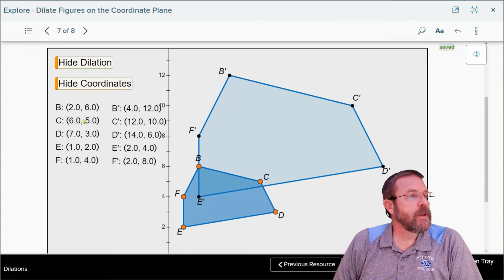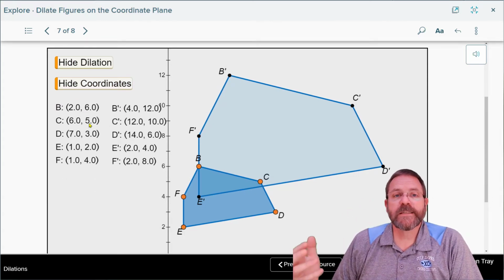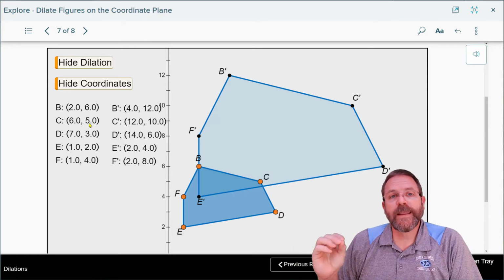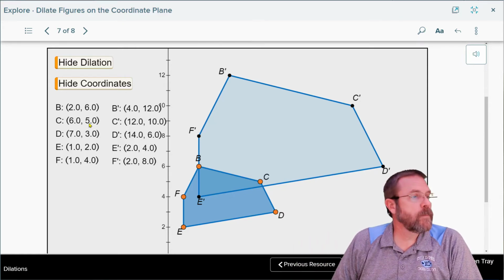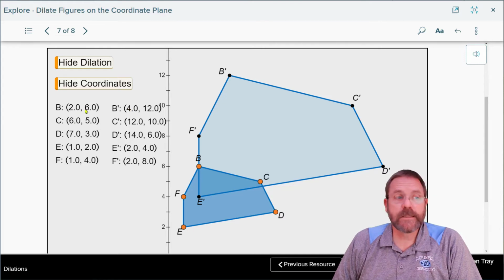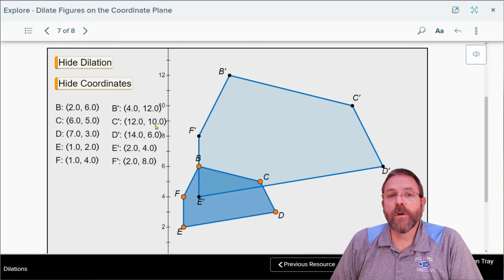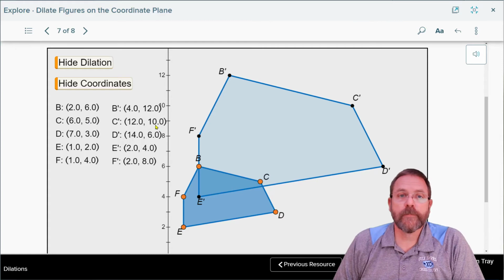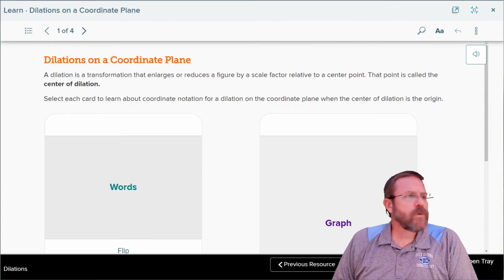And what happened to each of the points on the coordinate plane? They all doubled because we had a scale factor of 2. We took each number that was in the coordinate plane and multiplied it by 2. 2 times 2 was 4. 6 times 2 was 12. 6 times 2 was 12. 5 times 2 was 10, and so on, all the way through the chart. Let's keep moving with our lesson.